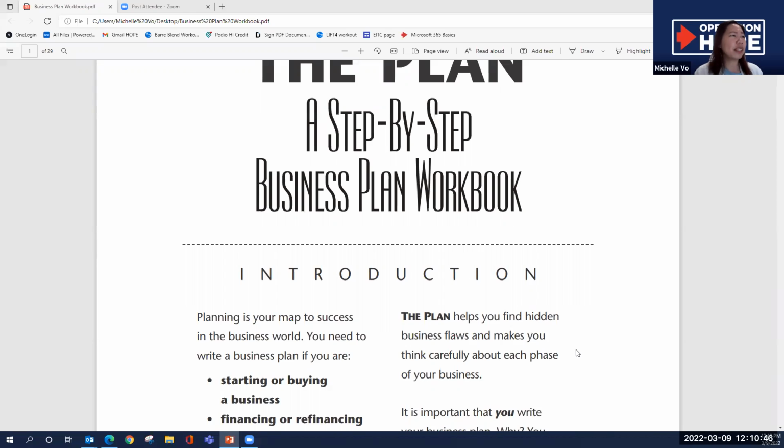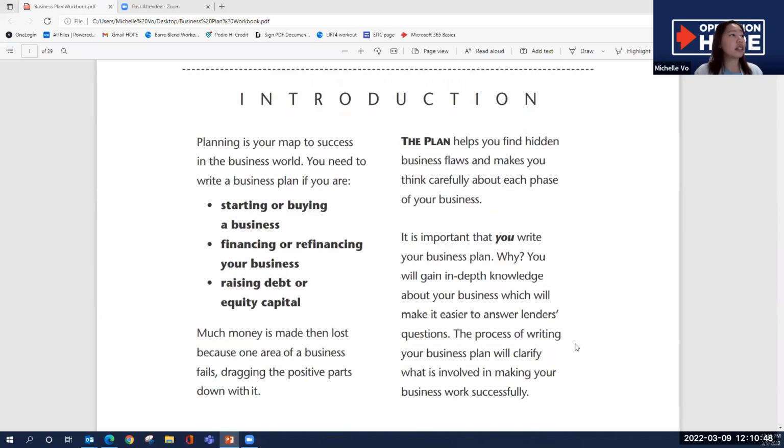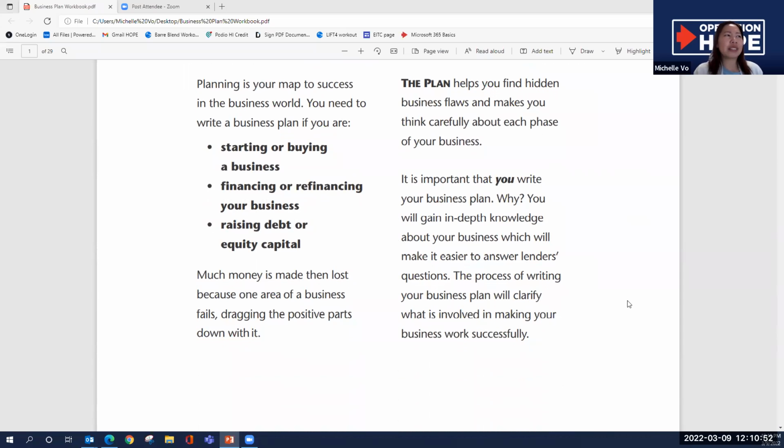So let us go and talk about the business plan itself. A lot of you might ask, why is the business plan important? Why do I even need one? Well, the reason is that while writing the business plan, you will gain in-depth knowledge about your business, which will make it easier to answer lender questions. In the process of writing the business plan, it also clarifies what is involved in making your business work successfully.